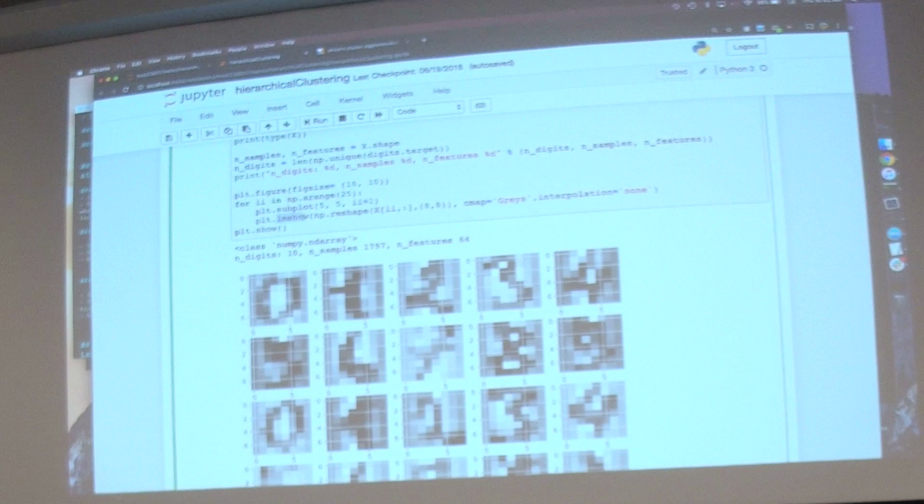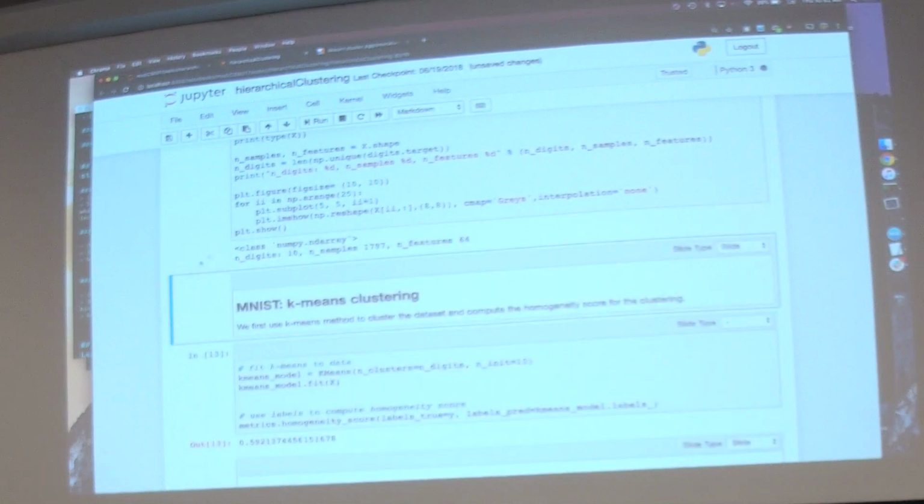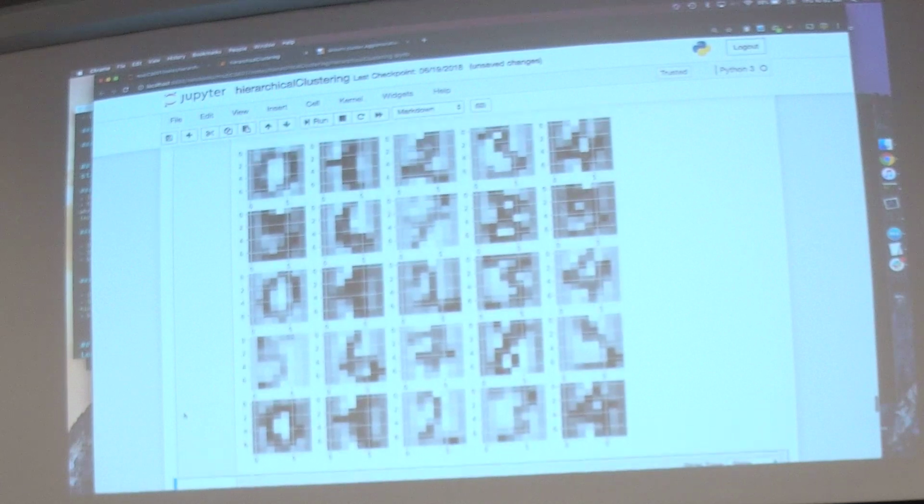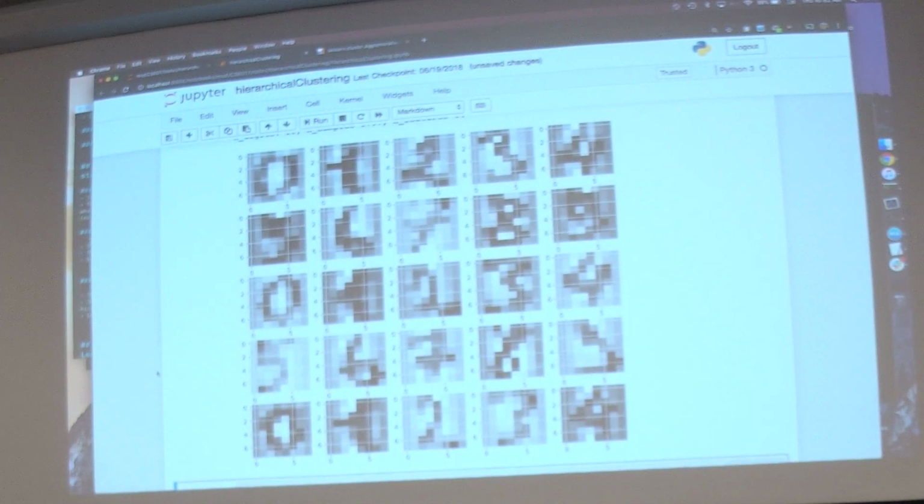We're using imshow to draw the pictures, and we have about 1,800 samples. These are some of the digits. Some I think are kind of easy to pick out, some are really hard. So this is the data set we're working with, and we'll see it a bunch.